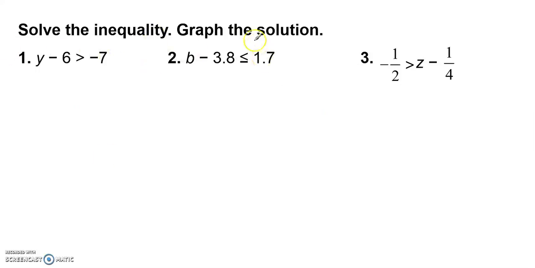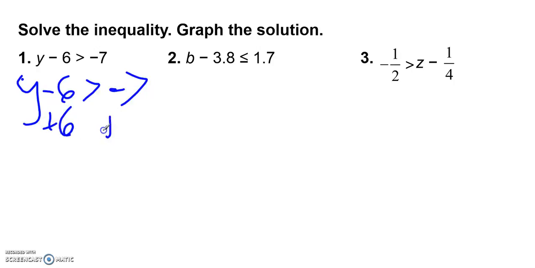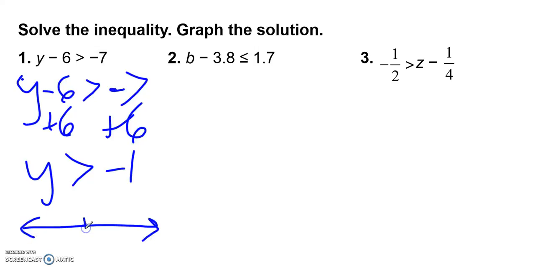So solve the inequality and then graph the solution. So I'm going to do 2 and you can do the other one. So y minus 6 is greater than negative 7. So plus 6 plus 6, we have y is greater than negative 1. And then graph. We have negative 1. It's going to be an open circle, and the sign is pointing this way, so we're going to go this way.